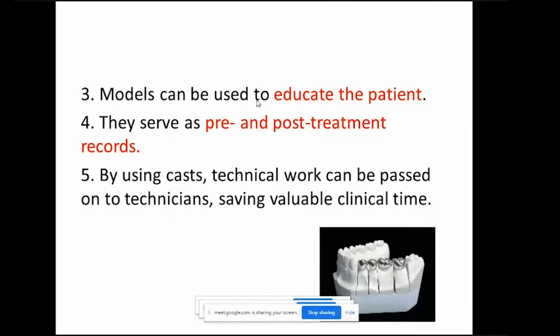Number five, by using cast, technical work can be passed on the technician, saving valuable clinical time. If you have a cast, you can easily work in the laboratory without need your patient. For this reason, it is save the time for the technician. This is the cast.